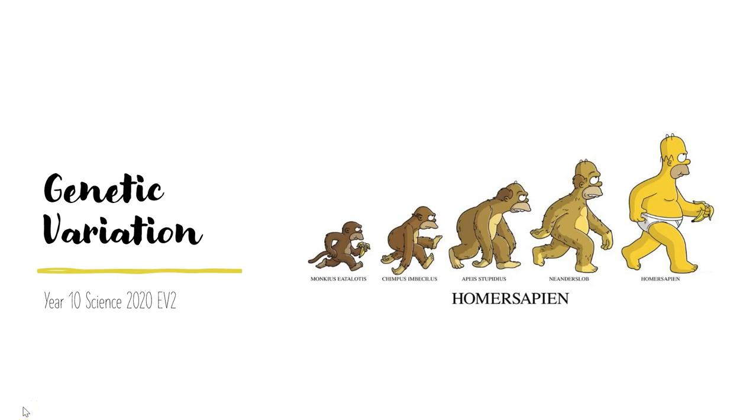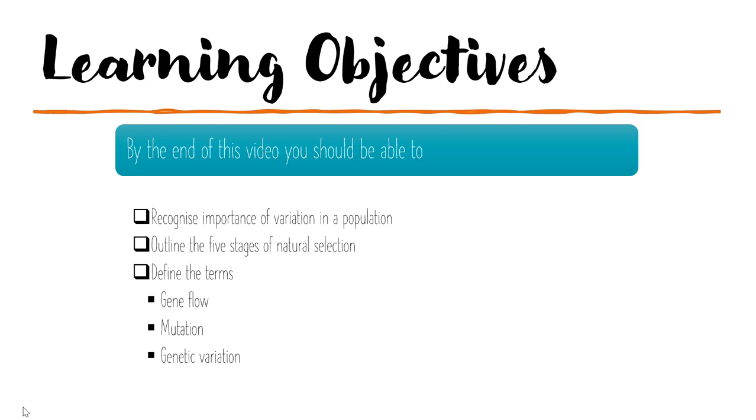Well, welcome back, and we're going to talk about the second aspect of evolution today. So we're starting to talk about the mechanisms by which evolution can occur. So in this video, we're going to look at the importance of variation in population that can lead to evolution, outline the 5 stages that lead to natural selection and evolution of a population, and we should be able to define the terms gene flow, mutation, and genetic variation from this.